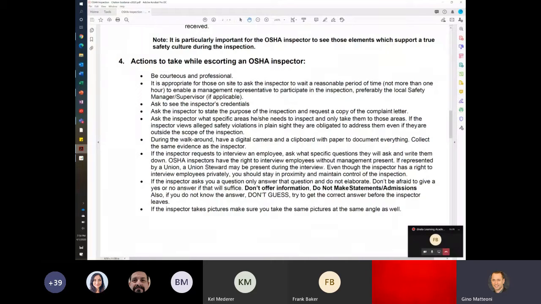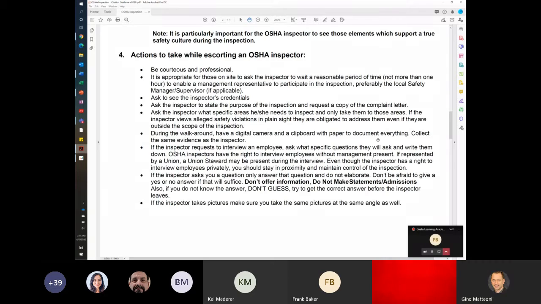If the inspector requests to interview an employee, is that permissible? Absolutely. It is permissible for them to interview an employee, and it's absolutely permissible for us to ask them what specific questions they're going to ask our employees and write them down before the interviews take place. We're not permitted to be in the room when the employees are being interviewed. It is permissible, though, in a union environment for a shop steward to be in the room. But even though we can't be in the room, it's important that we're close by, so that when the interview is done and the OSHA inspector comes out, again, they're not roaming around on their own.